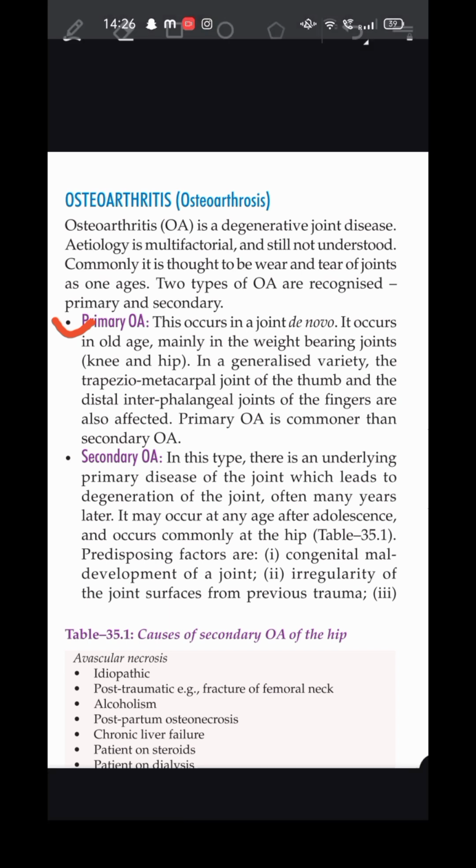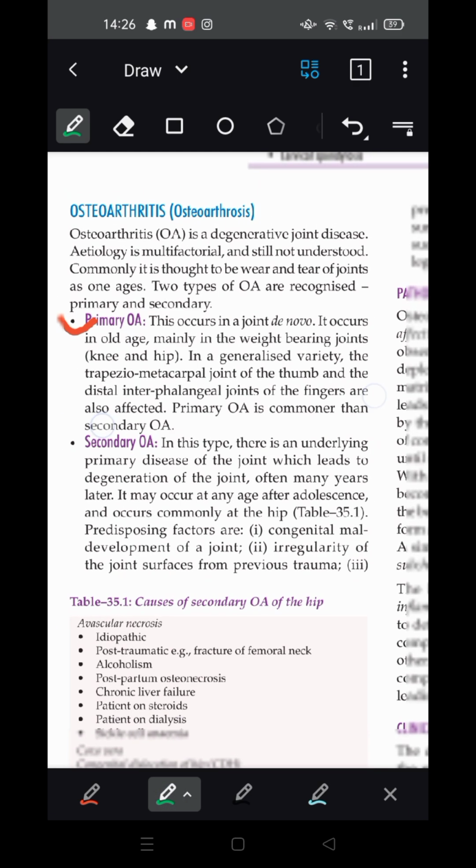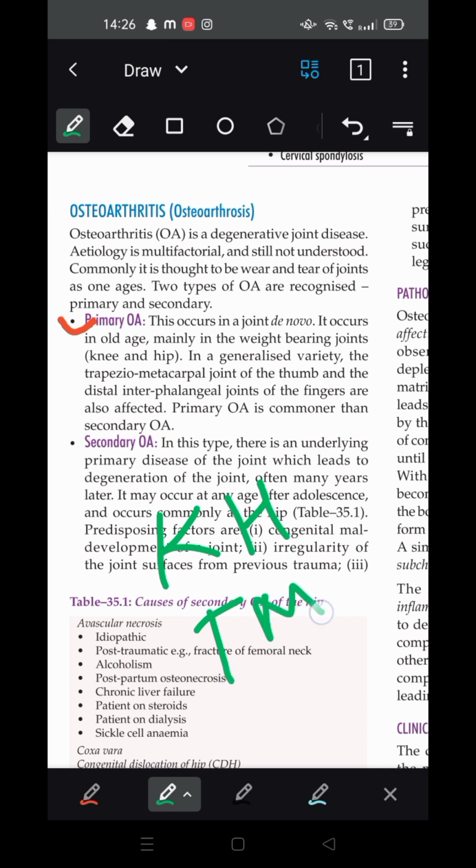So, primary OA mainly occurs in 4 joints. First is knee, second is hip, third one is trapeziometacarpal joint, TMC, and the fourth one and the last is distal IP, interphalangeal joint. So knee, hip, trapeziometacarpal joint of a thumb, and DIP, distal interphalangeal joint of a finger.